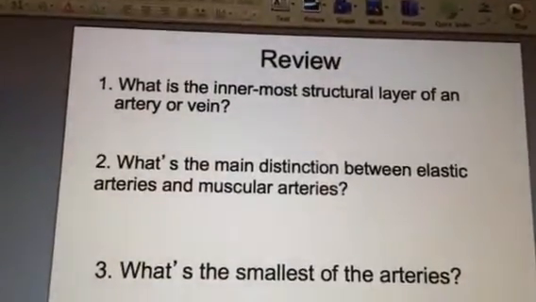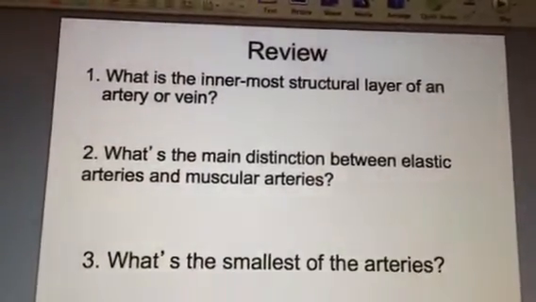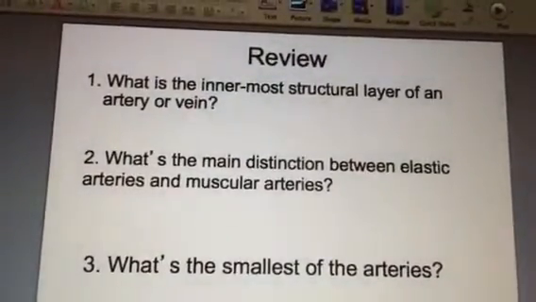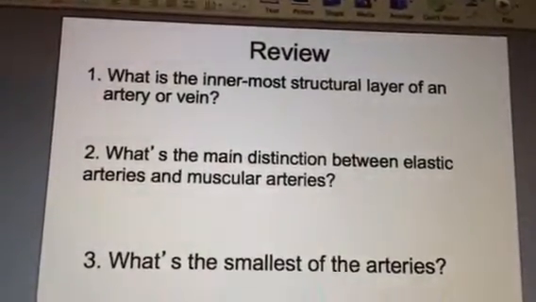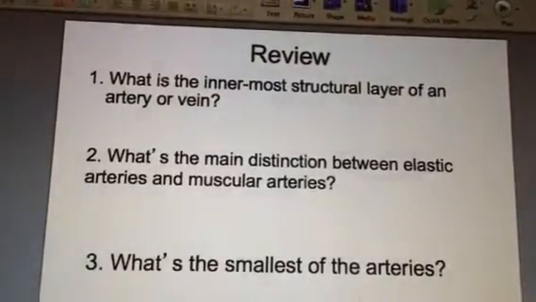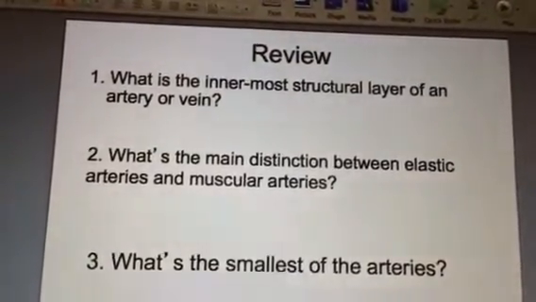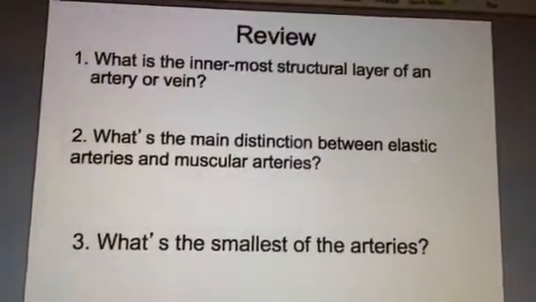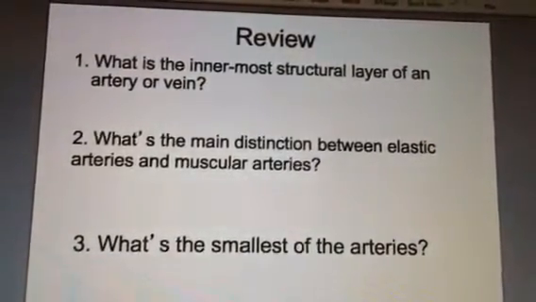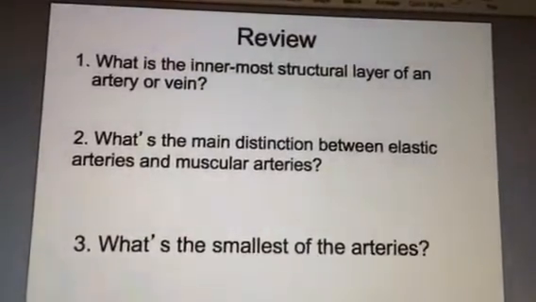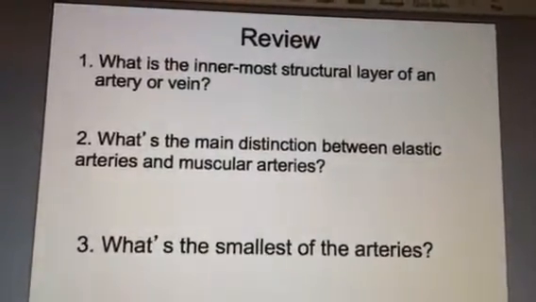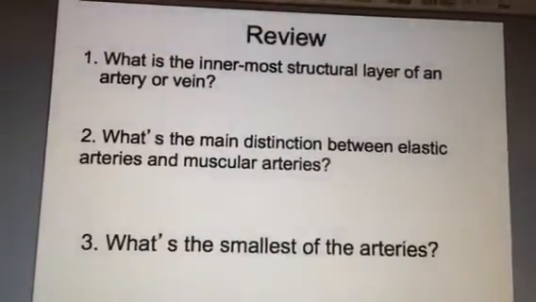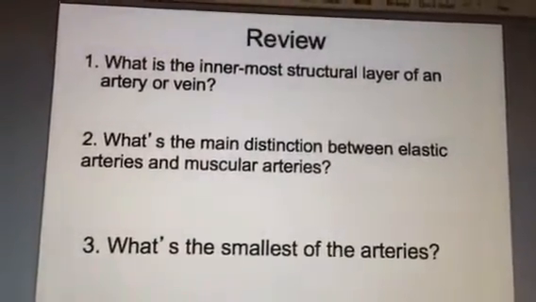How about question 2? What's the main distinction between elastic arteries and muscular arteries? Think about it. If you said elastic is closer to the heart, bada bing, you're right. And lastly, what's the smallest of the arteries? What do you think? Oh, I hope you said arterioles, and I hope you did not say capillaries, because the key word in this question is arteries, smallest of the arteries, and that would be arterioles.